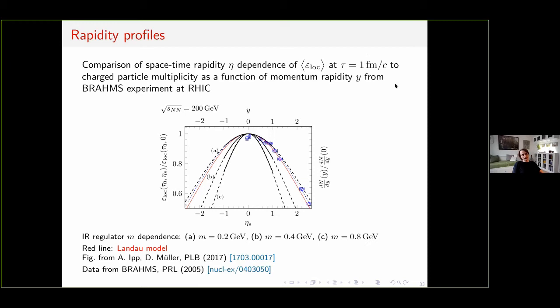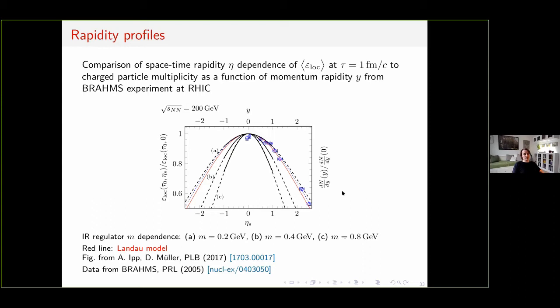You can see here in black, right, the different values of this infrared regulator I introduced earlier, you get different widths. Of course, the width that is shown here also depends on the collision energy, but that's not really shown here. What we can then do is to compare these results to the rapidity profiles of actual experimental data, right? So we look at the charged particle multiplicity from the BRAHMS experiment. So these are shown here. In blue, you also have the Gaussian fit to that. And you can see that for at least one set of parameters, this matches up nicely. So we can, at least in principle, reproduce roughly this rapidity dependence.